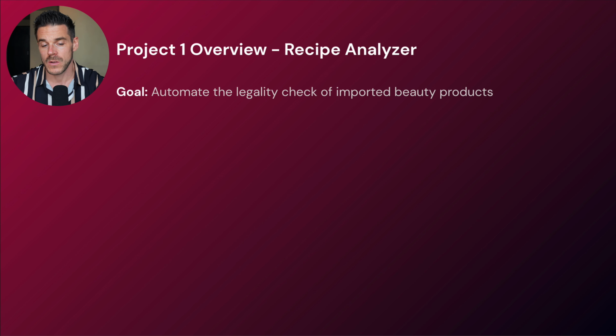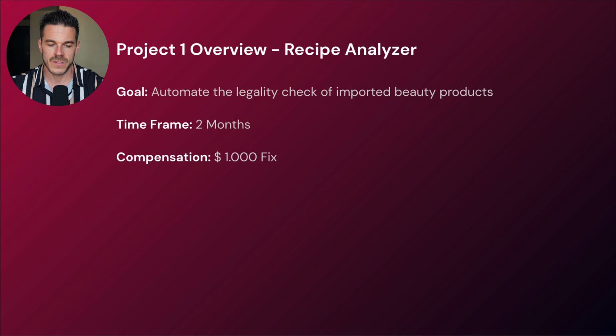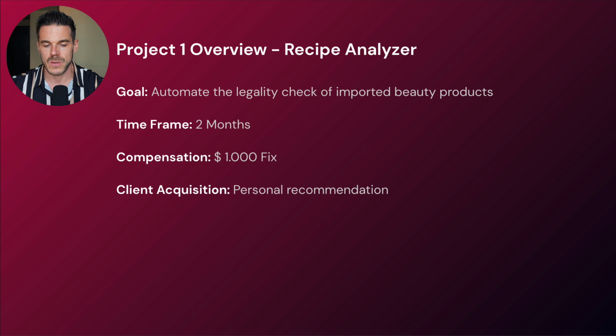So the goal was to automate the legality check of imported beauty products. My client is importing beauty products from China, and I had to come up with an automation that can help him with the legal part of all that. The time frame was 2 months. I received a compensation of $1,000 fixed, more on that later. The client acquisition was personal recommendation, and the infrastructure that I used to build the AI automation was end-to-end.